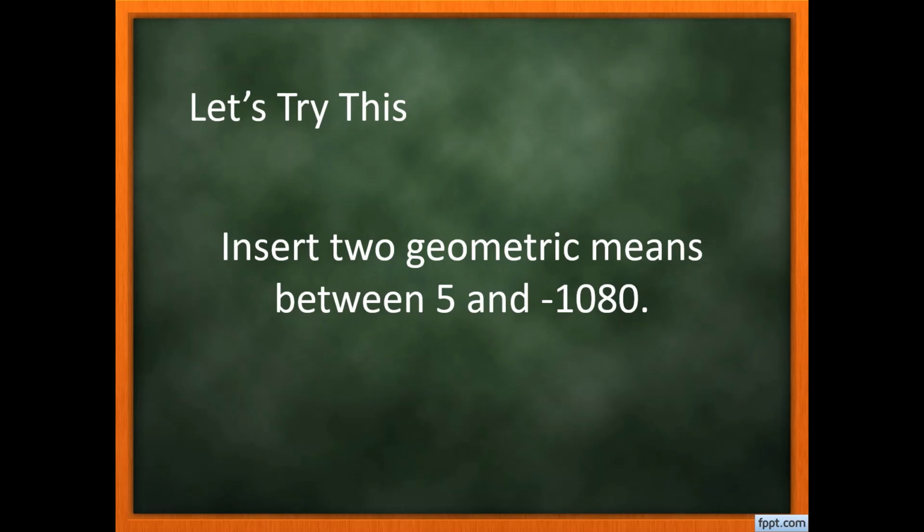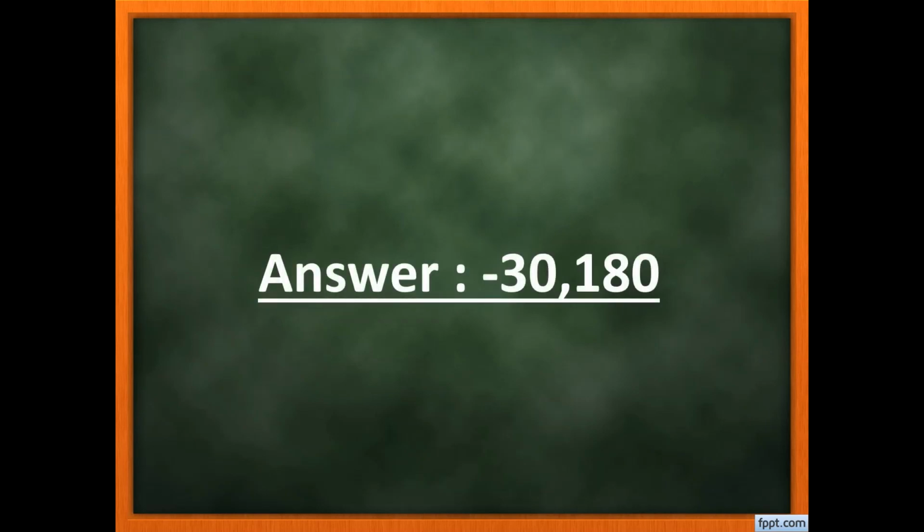Let's try this. Insert two geometric means between 5 and negative 1080. If your answer is negative 30 and 180, then you got it right.